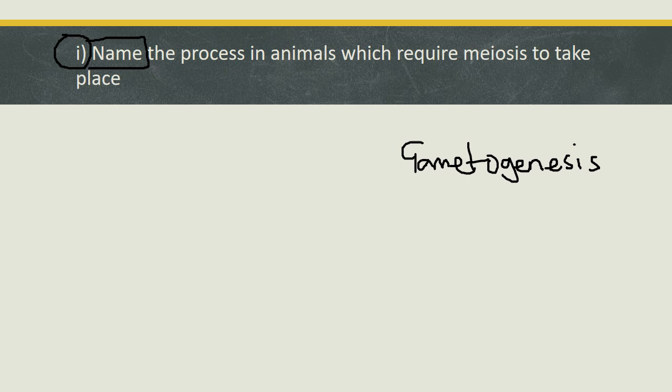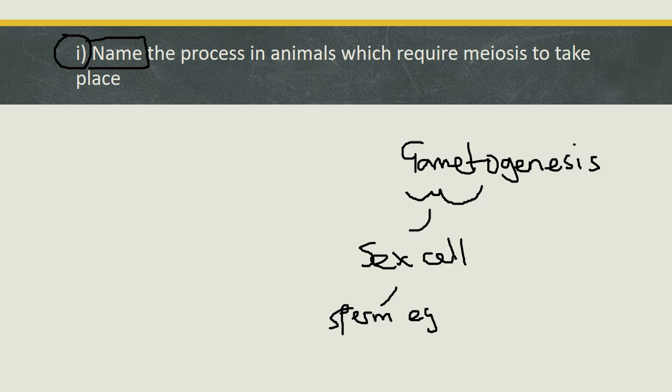Sounds very posh, and I hopefully have written it clearly enough that you can spell it. Gametogenesis. And to break the word down, a gamete is a sex cell, which could be sperm or egg, spermatocytes or oocytes for eggs, and genesis means creation in the biblical sense. So the process in animals which requires meiosis to take place is called gametogenesis, which is the production of sex cells, i.e. eggs and sperm.